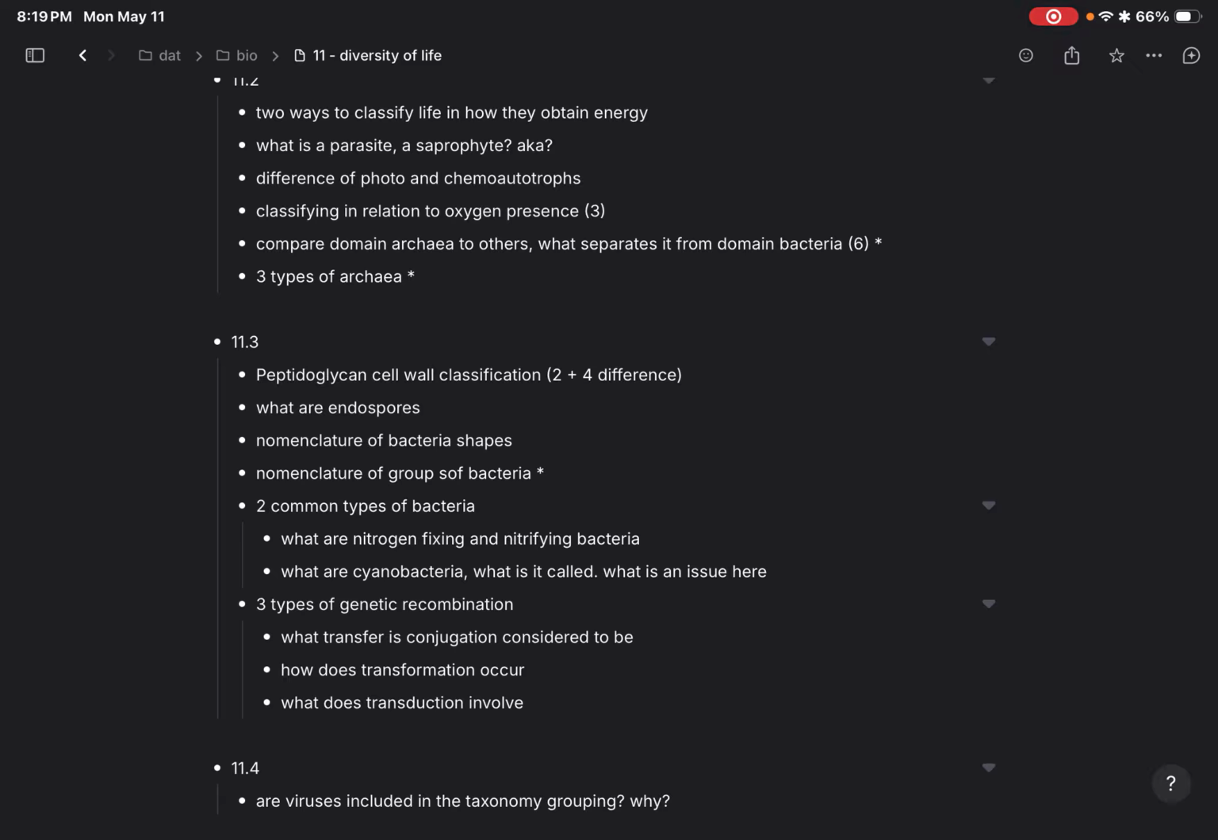Nomenclature of bacteria shapes, so you got cocci, spirilli, bacilli, then we have, lock in, strepto, staphylo.